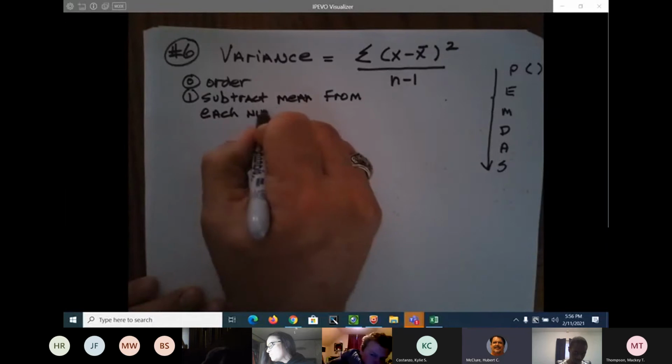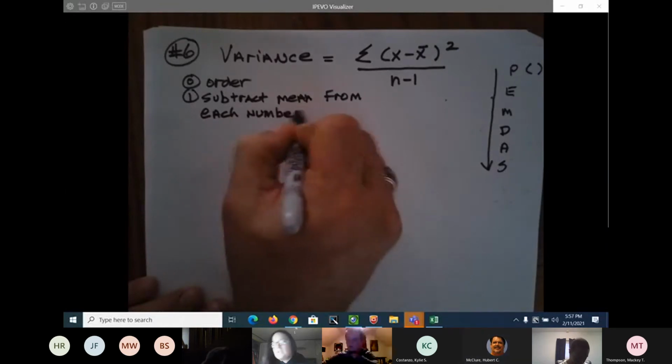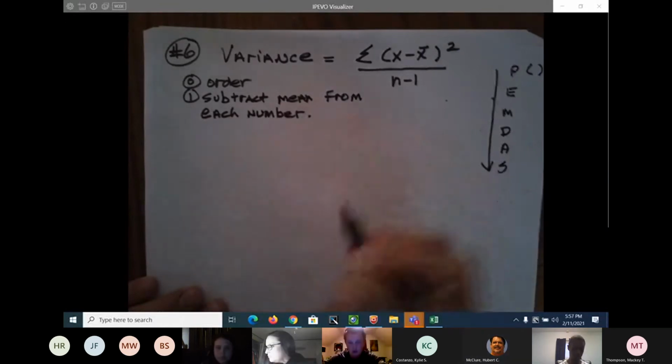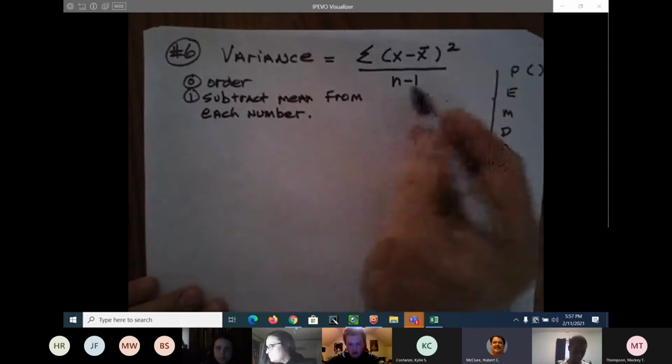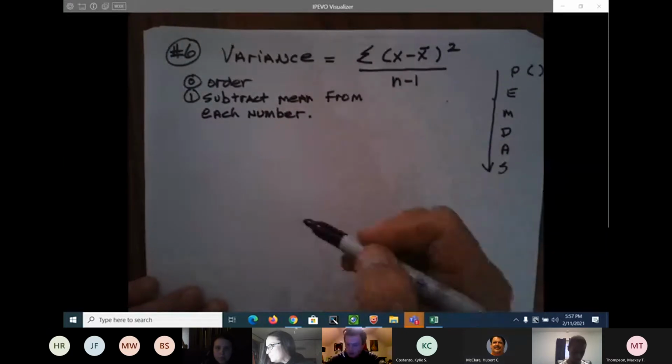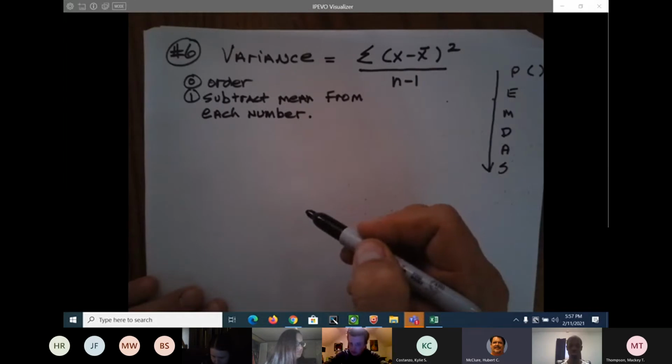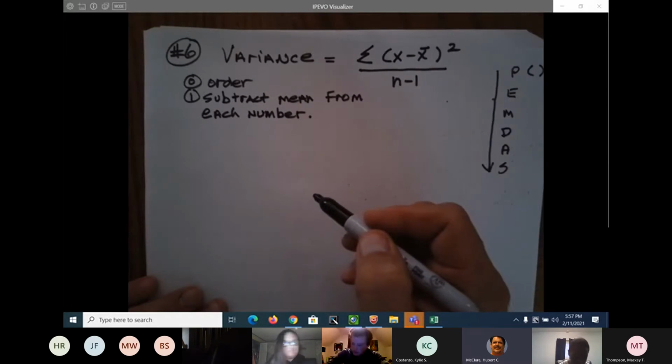Does anybody know why I'm writing this out? Because this is what the formula is telling you to do. So from here on out, when you ask me, I don't know how to find the variance, first thing I'm going to ask you is, what does the formula say?